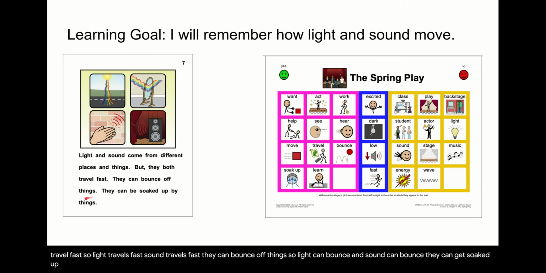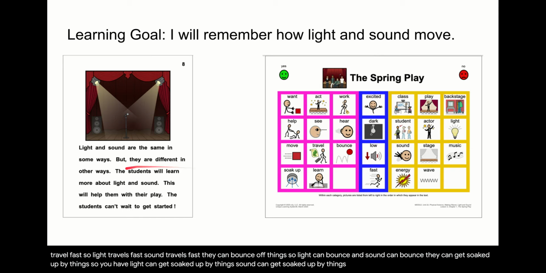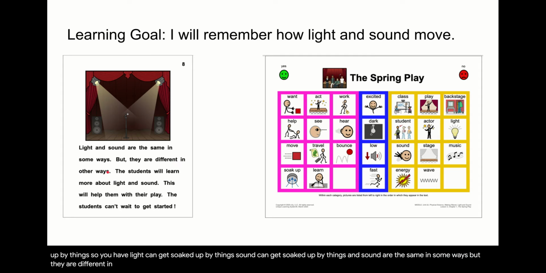They can get soaked up by things. So light can get soaked up by things. Sound can get soaked up by things. Light and sound are the same in some ways, but they are different in other ways. The students will learn more about light and sound. This will help them with their play. The students can't wait to get started.